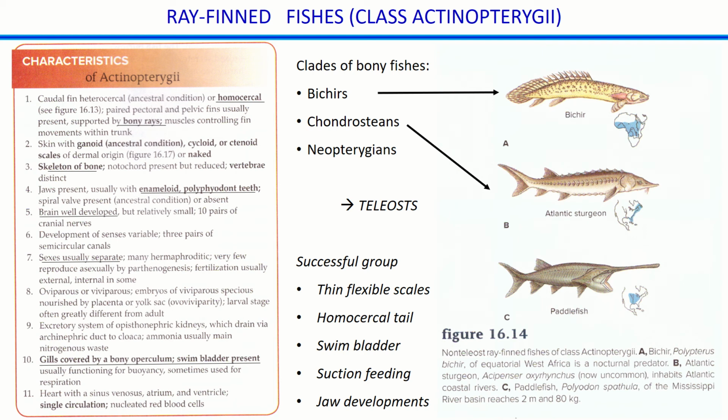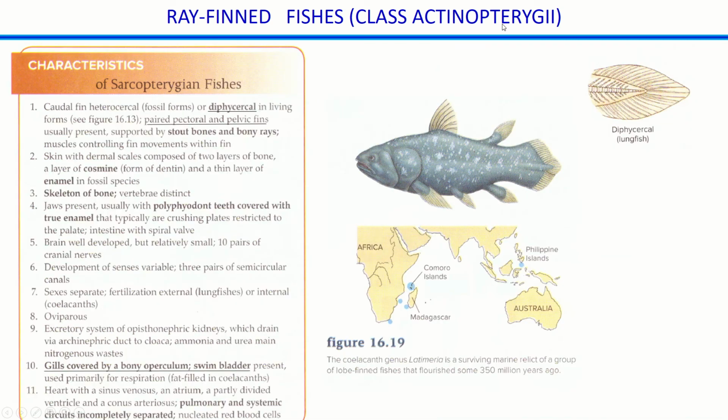They're more advanced. The gills are covered by a bony operculum. Swim bladder is also present. The bony operculum covers their gills, and it can actually be used as a pump. The swim bladder is derived from the esophagus or the gut. Helps with buoyancy, used for respiration. Heart with a sinus venosus. Remember the pumping way that it pumps. Central single circulation. Okay, that's all.